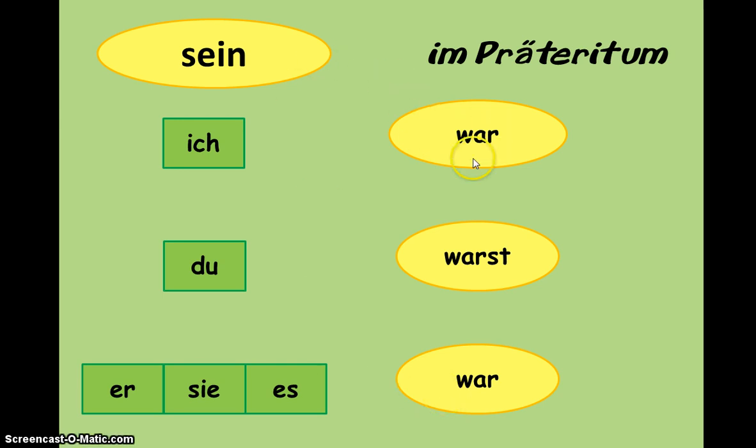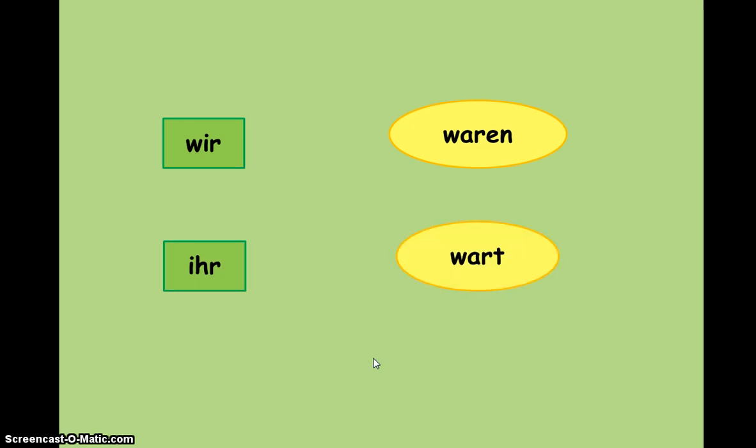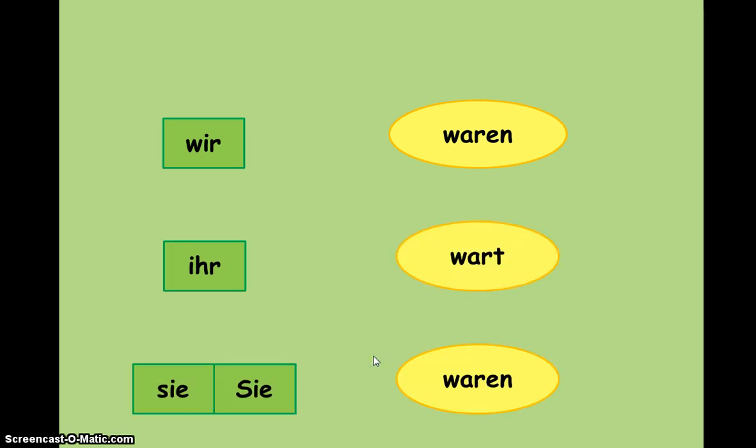They don't have the regular endings of the ich and er/sie/es, and they have the same stem and the same form. Now let's look at the plurals, and the plurals are quite easy. Wir waren, ihr wart, and sie waren. So this is pretty regular, and you shouldn't have any problems with the plural whatsoever.